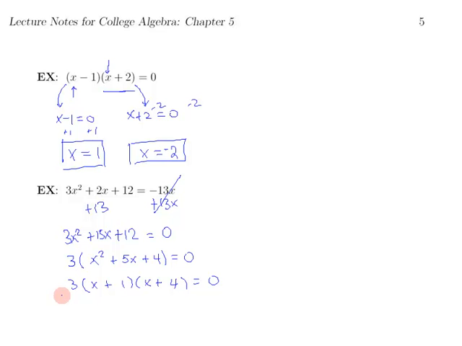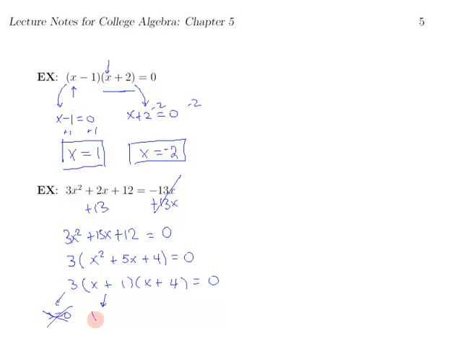So now what I've got to do is set each factor equal to 0. Now I'm not going to set the 3 equal to 0, right? If I set 3 equal to 0, that doesn't make any sense, because there's no variable in there. If I had pulled out a GCF with a variable, I would need to set it equal to 0. But in this case, I can't get anything out of 3 equals 0. It's not even true. So there's no solution that comes out of that factor.